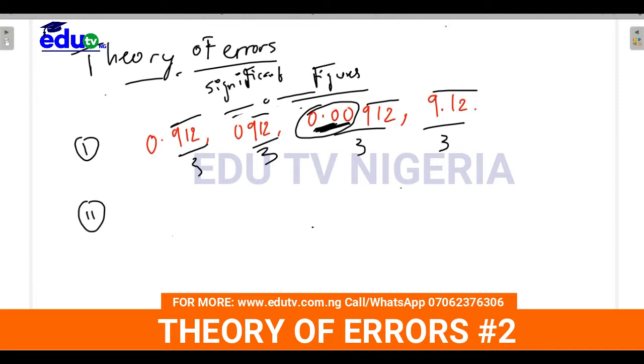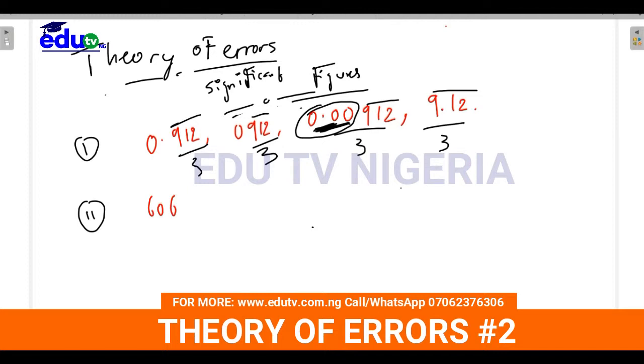So let's go to rule number 2. The zeros between non-zero digits are significant. Now you can't possibly say 606 and say the 0 is insignificant. No, the 0 here is very, very significant.